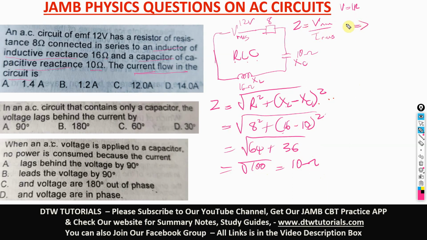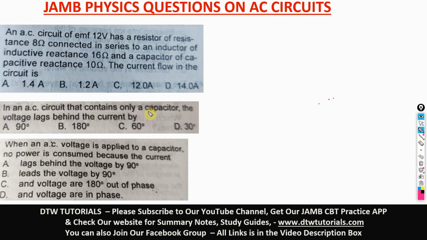So from here, we have 10 ohms equal to 12 volts over IRMS that we're looking for. Changing the subject of the formula, IRMS will be equal to 12 divided by 10, and that will give us 1.2 amperes. So this is the current flowing in the circuit, 1.2 amperes, and this is option B. Okay, so let's clear this now.